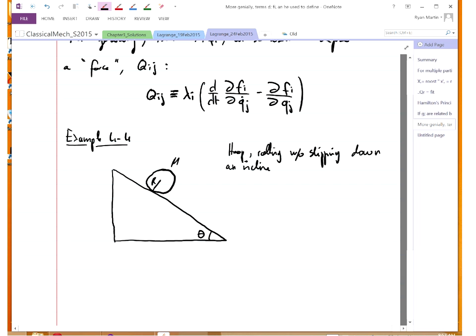So just like all of these problems, the first thing we need to do is to come up with a set of degrees of freedom that allow us to describe the system. So let's have some coordinates. Let's put an origin at the bottom there.